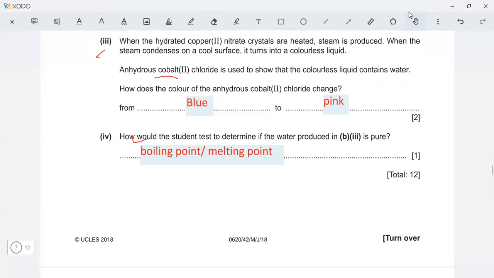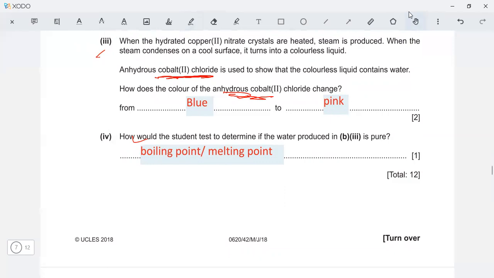So basically, this cobalt chloride paper we use for the test of water. Cobalt chloride paper we use to test for water, and moreover we use the copper chloride as well. So here, what changes do you find? How does the color of anhydrous copper sulfate change? Anhydrous actually means absence of water. So when you add water to anhydrous cobalt chloride, the color change takes place.